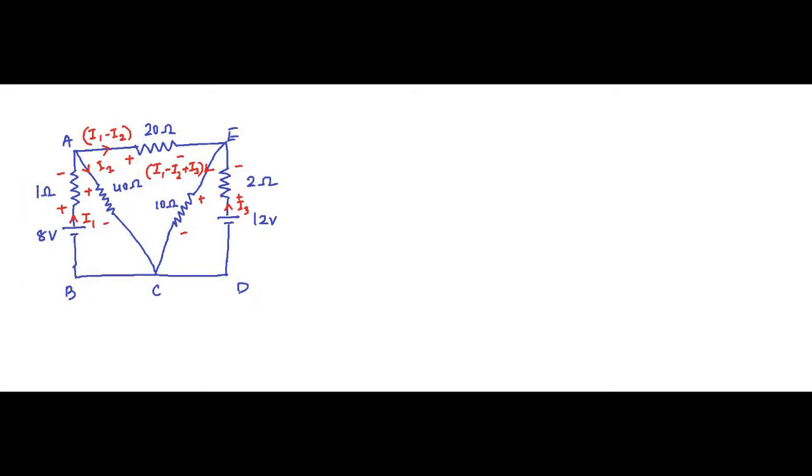So now we have to apply KVL. First let us apply KVL in the loop A, B, C, A, this left hand side loop. So that will be 8 minus I1 minus 40 I2 is equal to 0. This is the KVL equation.